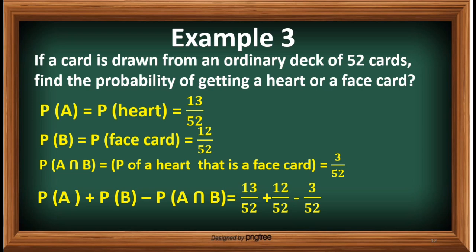The probability of A plus the probability of B minus the probability of A intersection B is equal to 13/52 plus 12/52 minus 3/52, that is equal to 22/52, or in simplest form, 11/26.